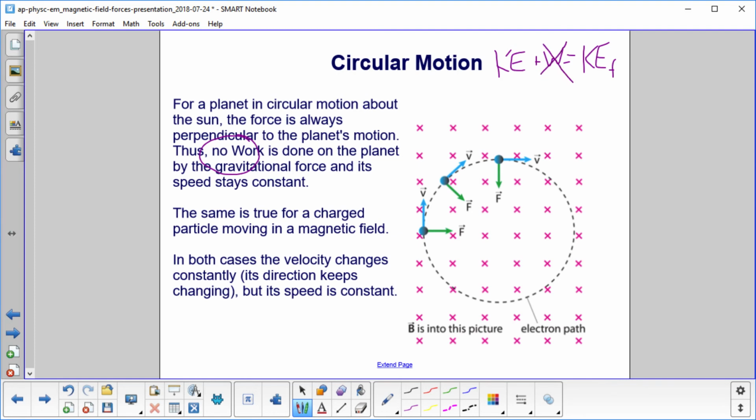The same is true for a charged particle moving in a magnetic field that's perpendicular to its original motion. In both cases, however, the velocity keeps changing, right? Because velocity has magnitude and direction, but the speed is constant.